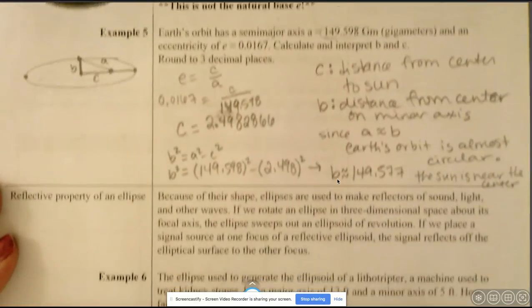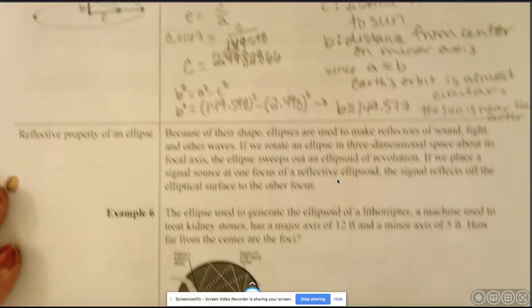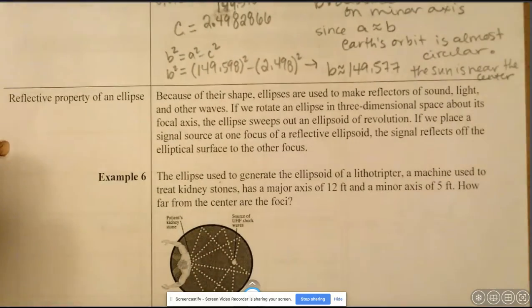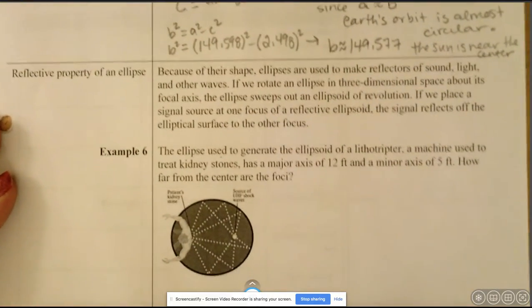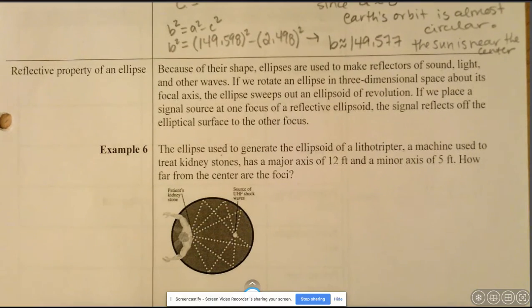All right, let's look at example 6. This is the last part. Okay, so in example 6, we're looking at another application of ellipses. However, this is actually an ellipsoid, meaning three-dimensional ellipse. So let's look at this property of an ellipse. Now remember, for a parabola, we could think of it like a speaker or a flashlight. Well, for an ellipse, we have to think of it more like an enclosed space.